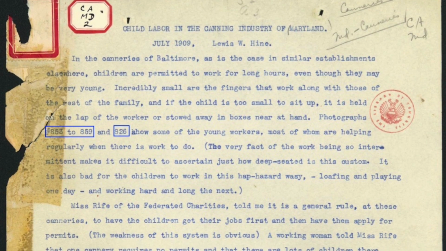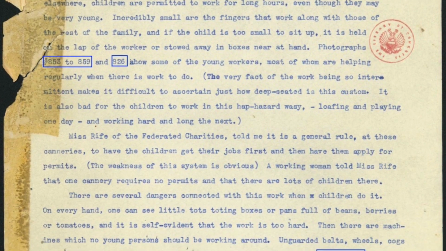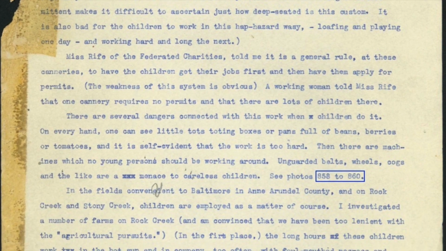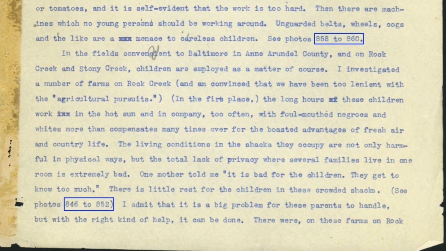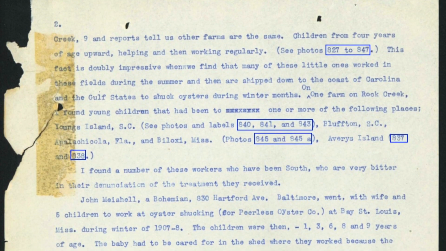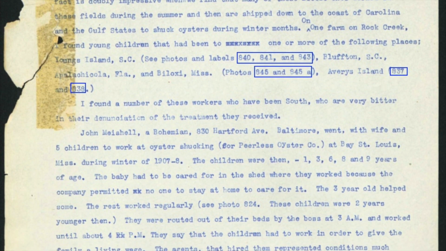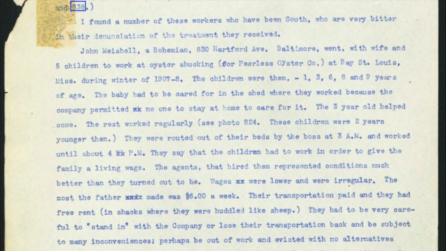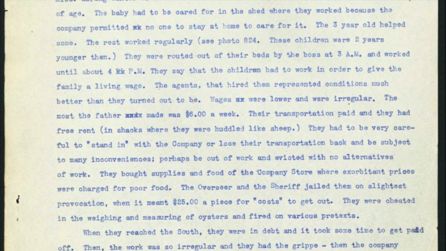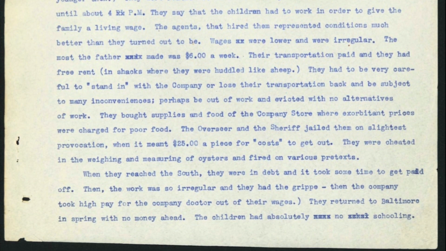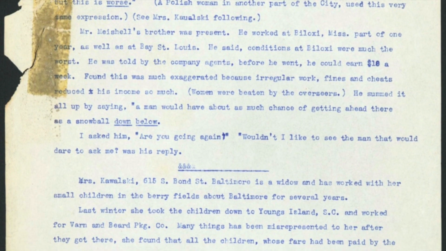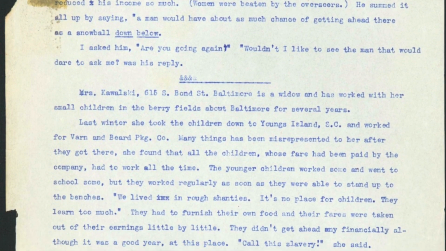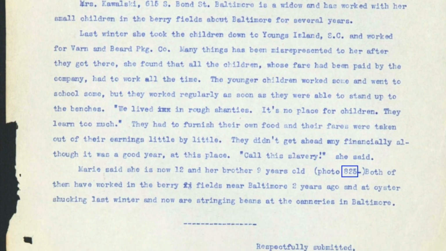This is a report on the working conditions of children in canning factories in Maryland in 1909, and the author is unknown. The document details witnessing children as young as 4 working around unguarded belts, wheels, cogs, and the like. The wages were low and irregular, and children had to work in order to give the family a living wage. As a result, the children would either get little or no formal educations. Working conditions were made worse by the overseers in the factories, as they would often beat the children if they were not working up to their standards.